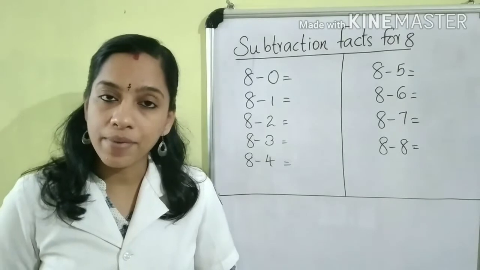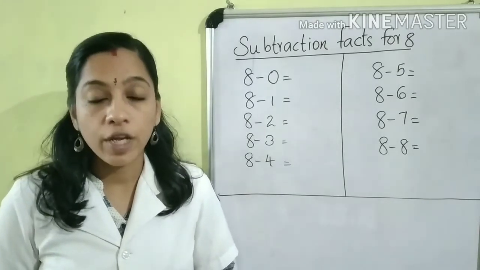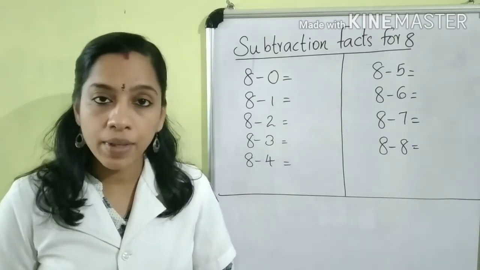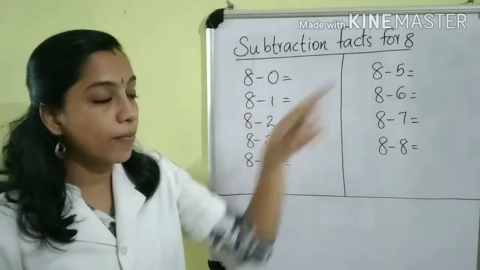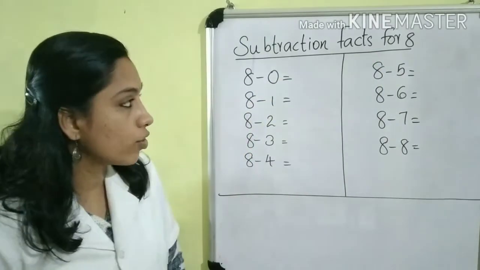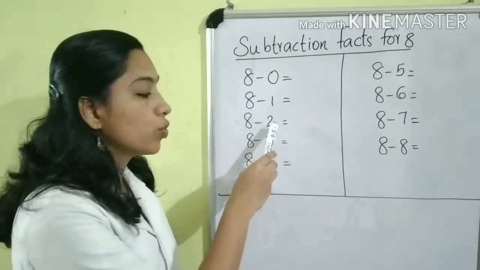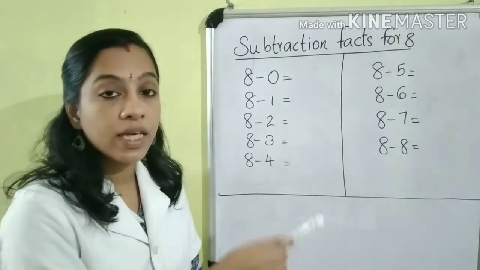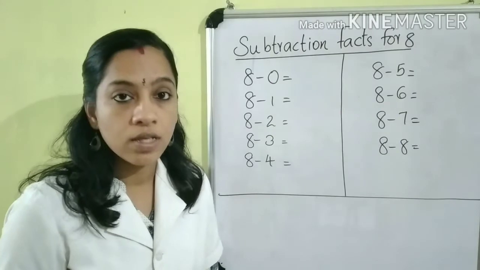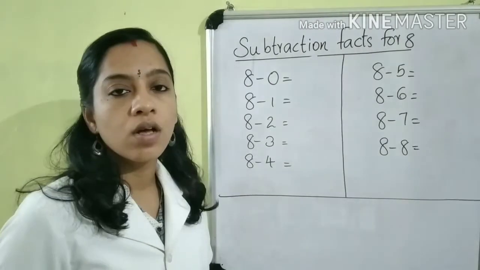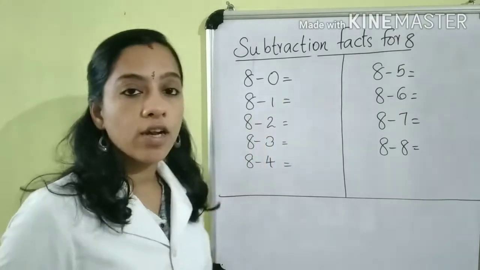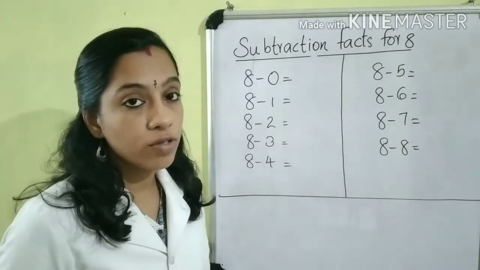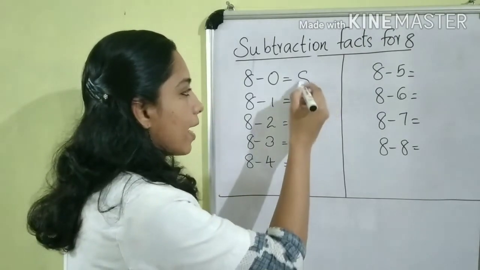First, we will discuss the subtraction facts for 8. We know for finding the subtraction facts, we have to subtract some numbers from the given number. Here, we have to find out the subtraction facts for 8. So, we have to subtract 0, 1, 2, 3, 4, 5, 6, 7 and 8 from the given number. Here, the given number is 8. Shall we start? Okay. First, we are going to subtract 0 from 8. We know 8 minus 0 is equal to 8. Here we can use the property of subtraction. So we can write 8 here.